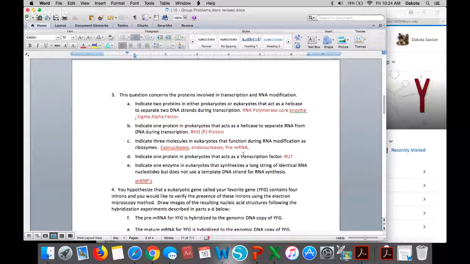C is going to be exonucleases, endonucleases, pre-mRNA. And then D is rut. And then E is going to be the snRNPs.